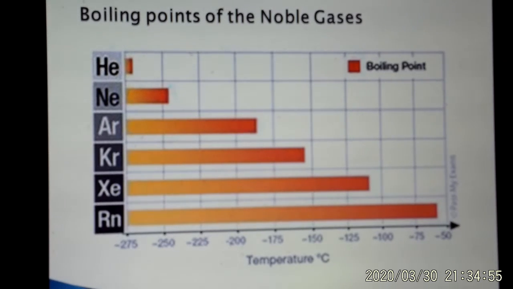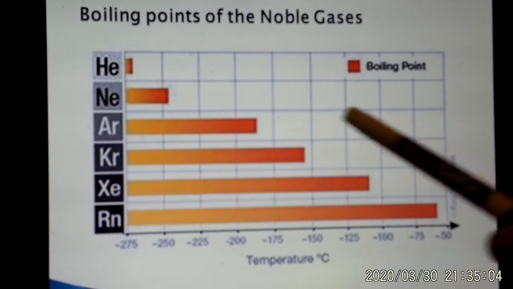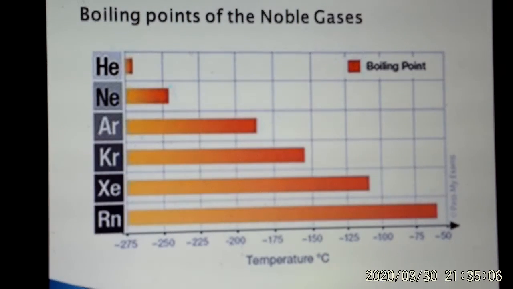That's 275, so it's almost 273. Okay, so it's very, very close, just a little bit above my absolute zero. Okay, now if we get to larger and larger ideal gases, remember ideal gases have no permanent dipoles.